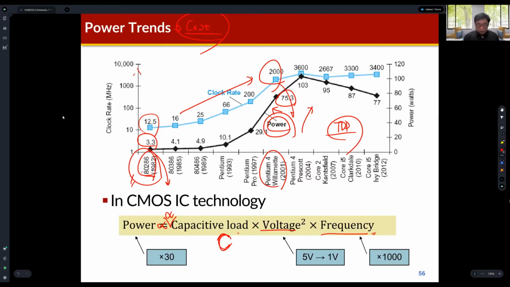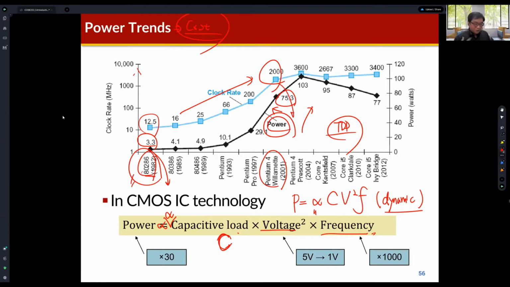Okay, so we can easily write the power consumption equation as alpha, the activity factor, times C V squared F. This equation represents the dynamic power. Dynamic power means that the CPU is running and power is consumed. The amount of power consumed while the CPU is working is the dynamic power.